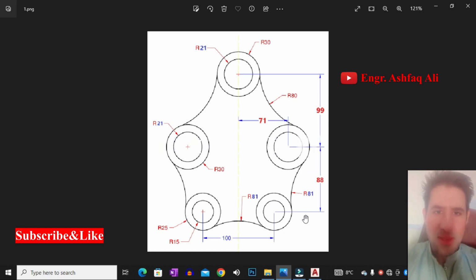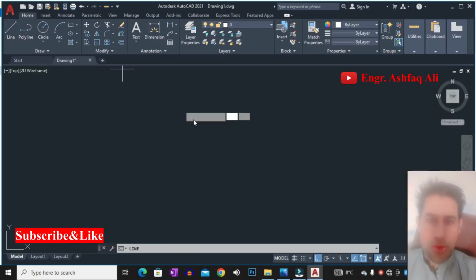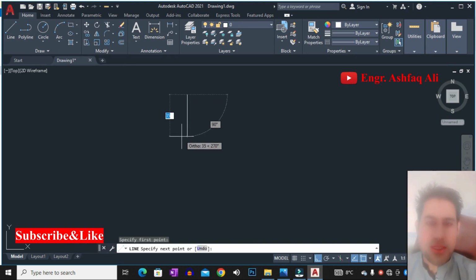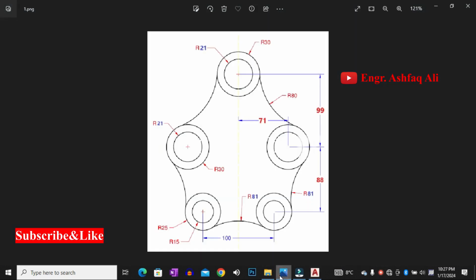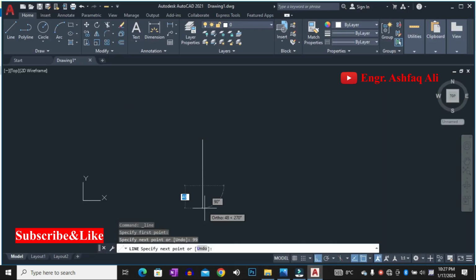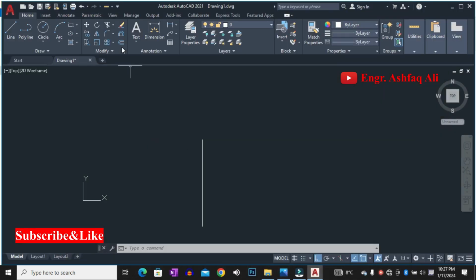So let us start our figure. First of all, I am going to draw center reference line as shown in our figure. Select the line and draw a vertical line for reference, of length 99 and 88. So we have drawn a vertical line, reference line.